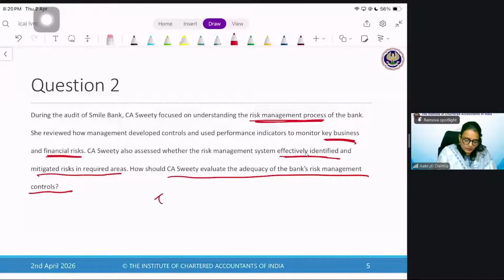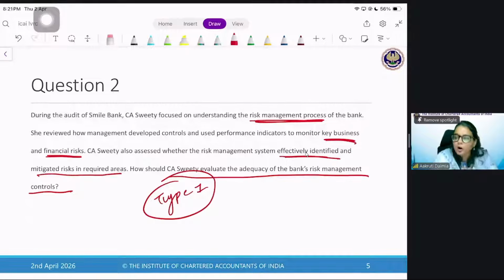This is actually a type 1 question. It's directly from the book: as an auditor, how to check the risk management process of the bank. See, a bank is a very, very large entity with very voluminous transactions. The volume of transactions is very high. The internal control is complicated. It is very expensive and a lot of it is automated. So as an auditor, I have to see whether the bank is proactive in identifying risk so that they can create an internal control system.